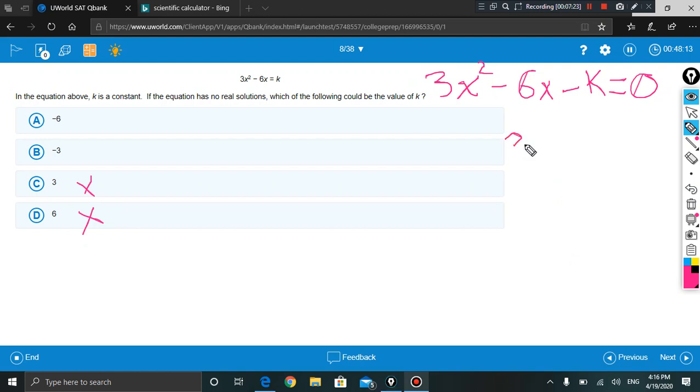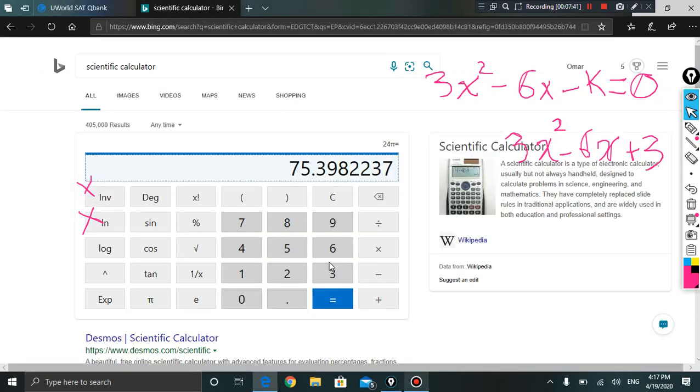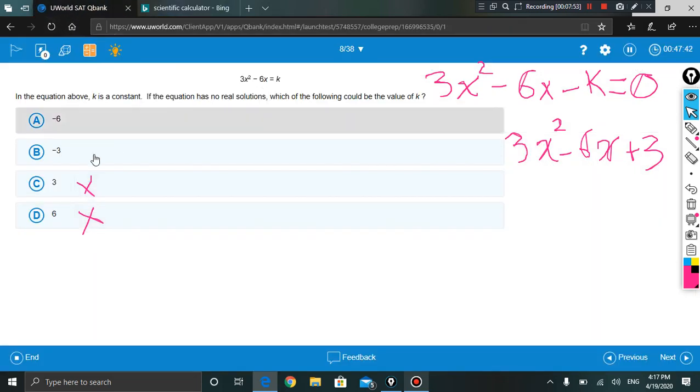At this point, that would be 3x squared minus 6x plus 3, because negative, that's positive. Let's calculate b squared minus 4ac on the calculator. 36 minus 4 times 3 times 3. That's equal to 0. It told you what? No real solution. So the answer is A, because this one has one solution. Very nice.